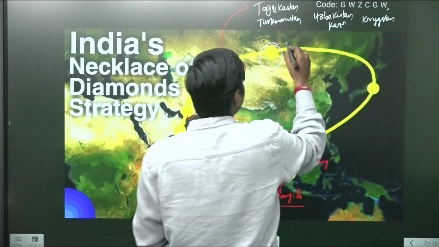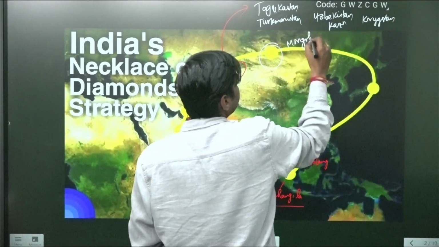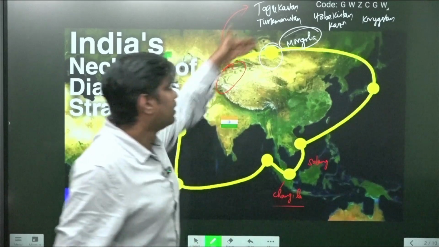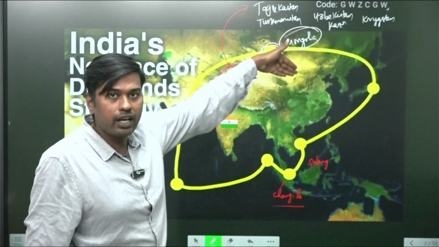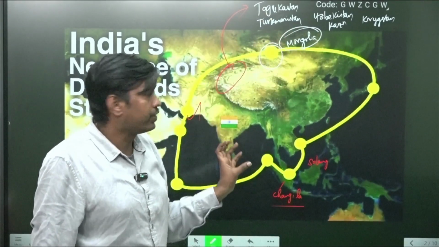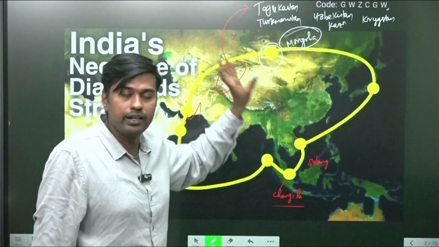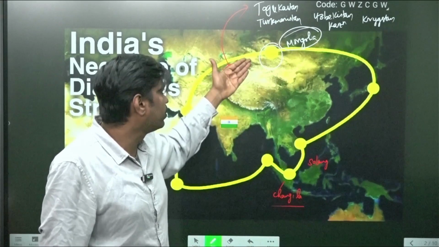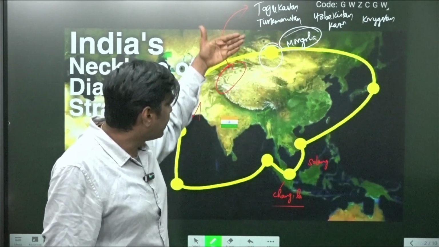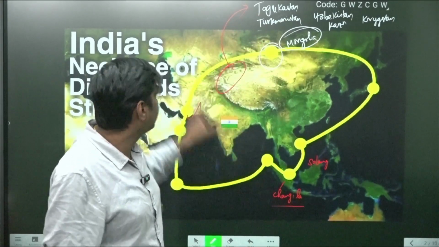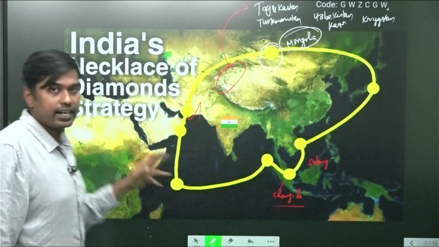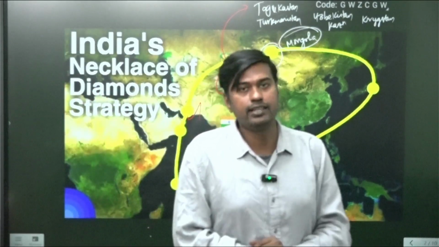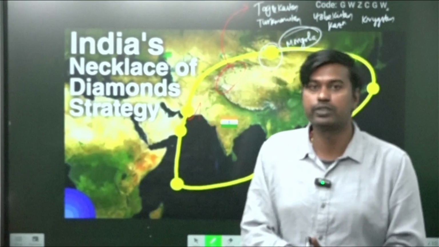In addition to that, we are also trying to improve our relationship with Mongolia also, so that countries which are bordering China, we try to develop a very good relationship, not just a normal economic relationship. We are trying to have a deeper strategic and defense relationship with those countries. So with the help of these countries, India feels that its necklace of diamond strategy will help in countering the Chinese string of pearls policy in Indian Ocean region.